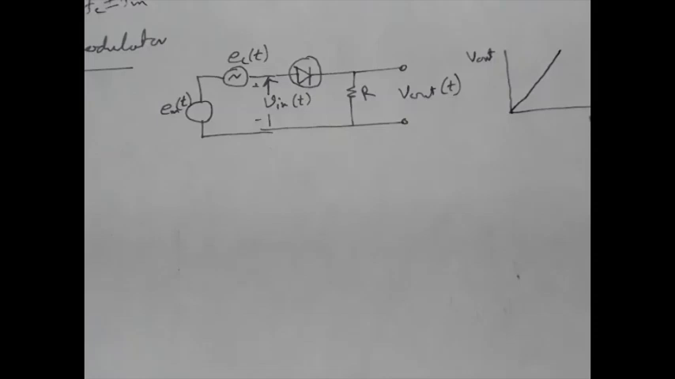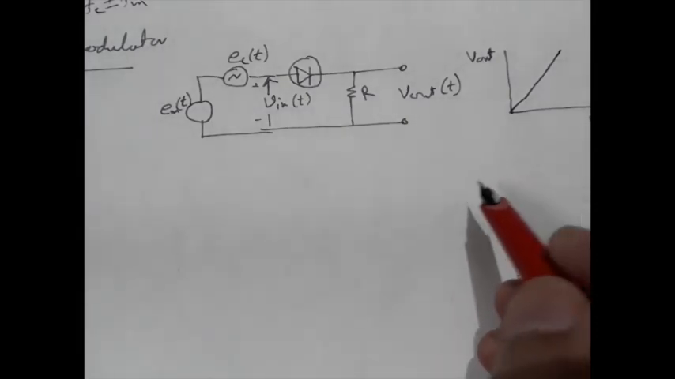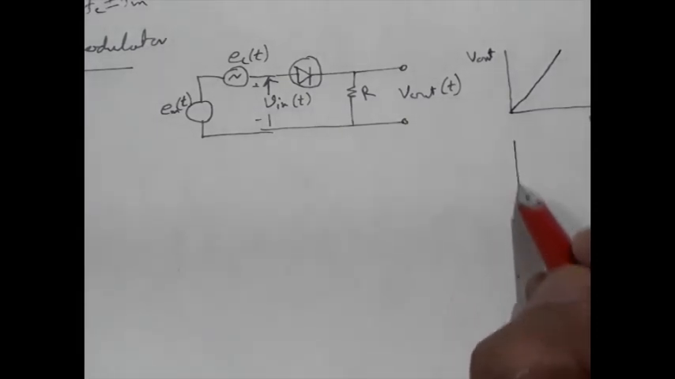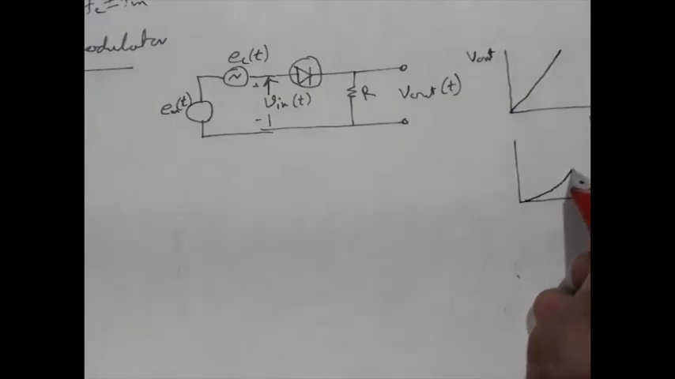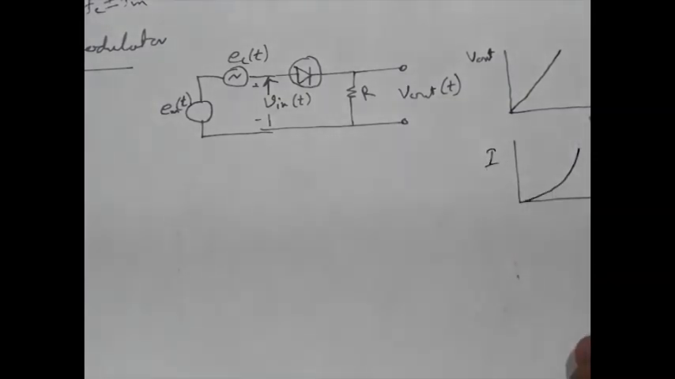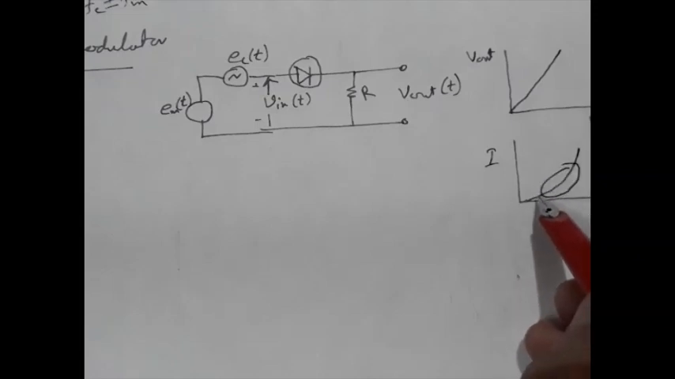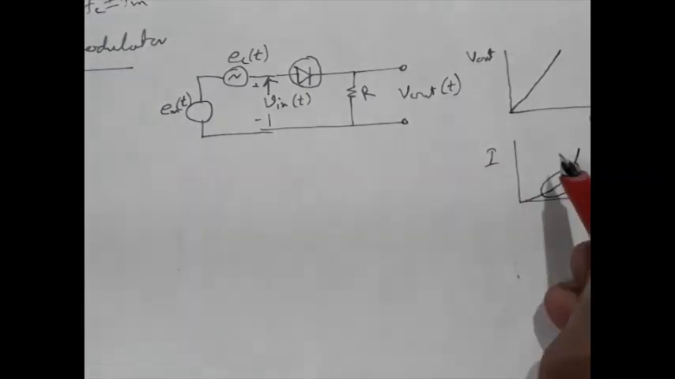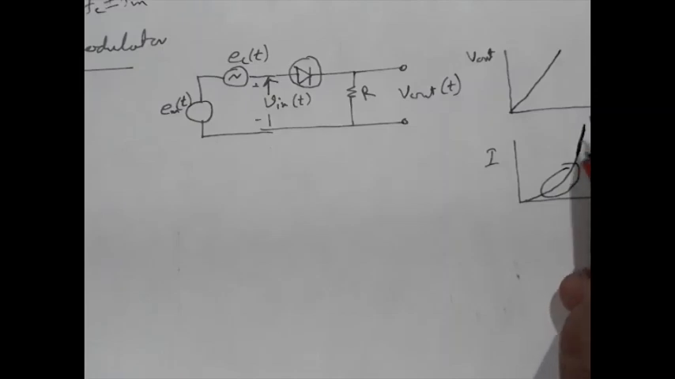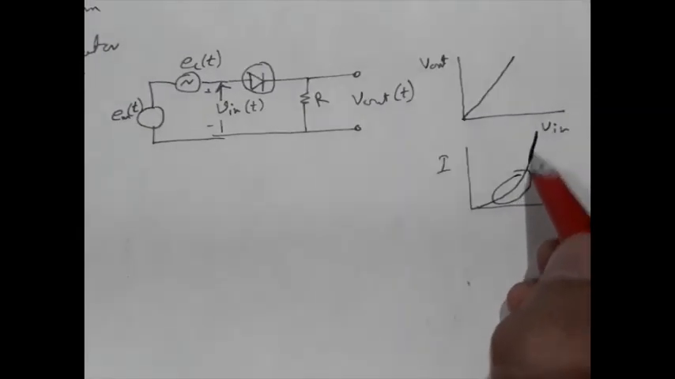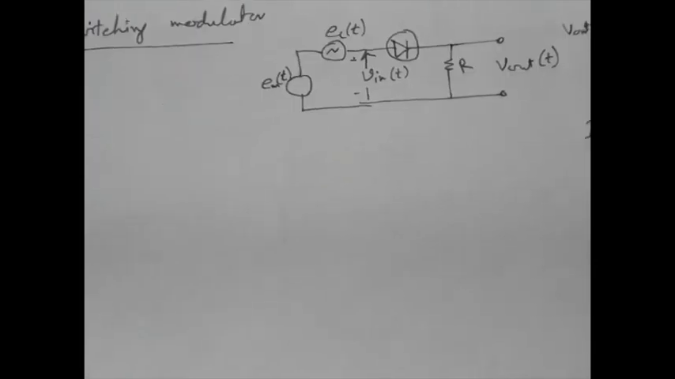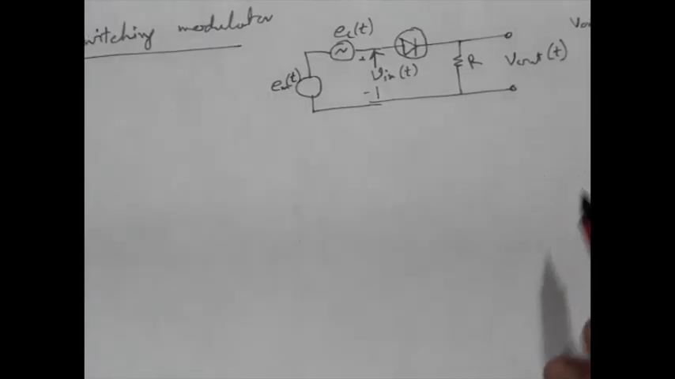If you remember, the IV characteristics of a diode is like this. For the square law modulator, we used this knee region, but for the switching modulator, we have to use this linear region. So let us now see how it works.